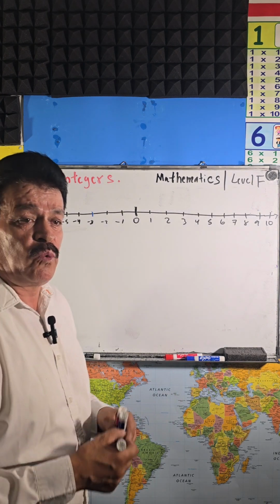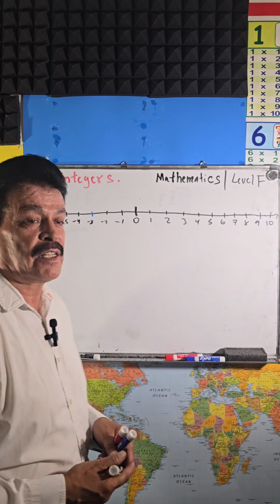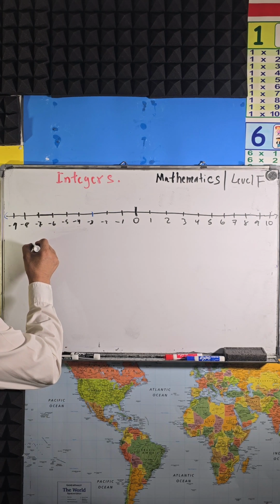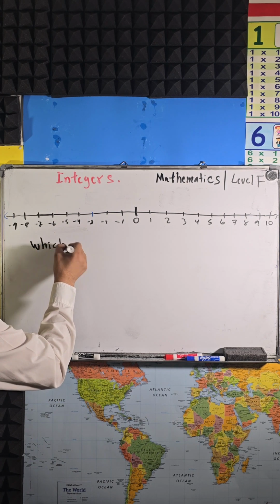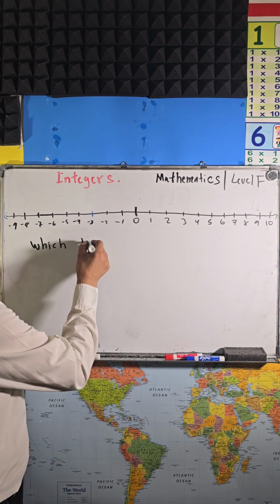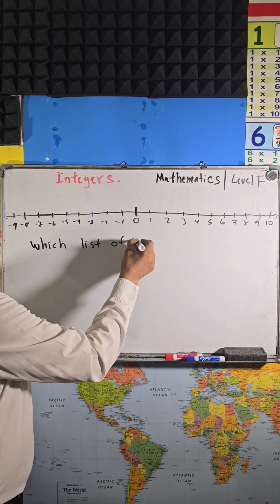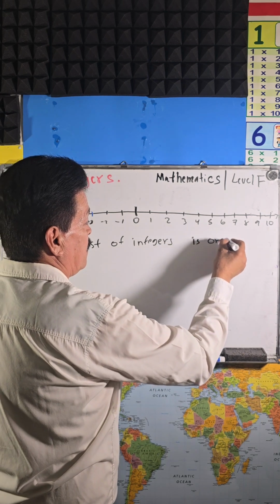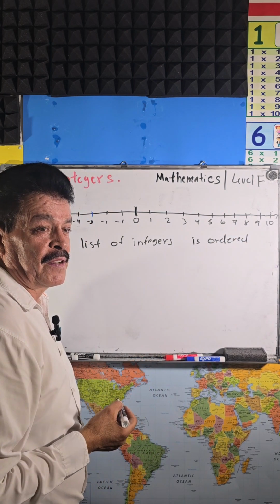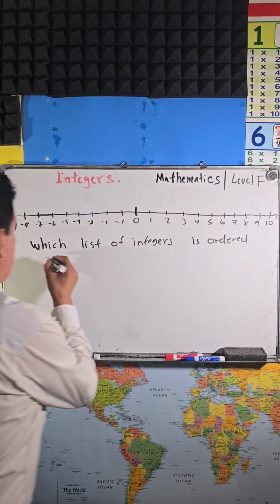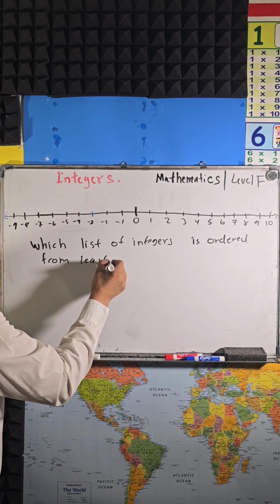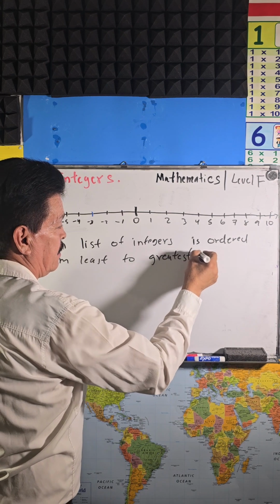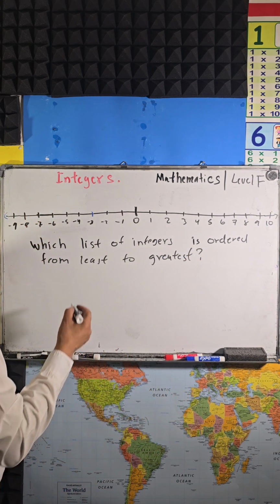So next exercise, I would like to write one problem like how it comes in your test. For instance, which list of integers is ordered from least to greatest? Let me write the question here.